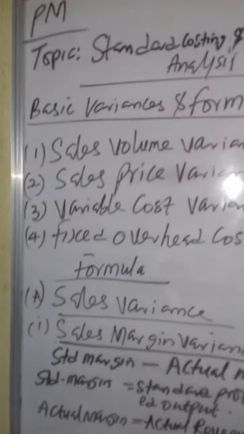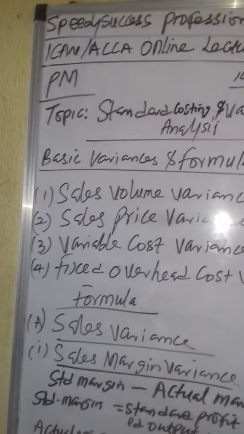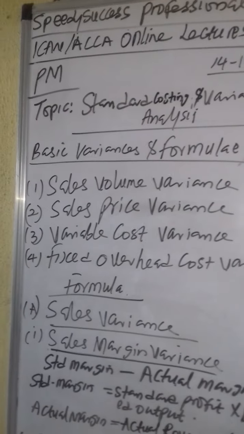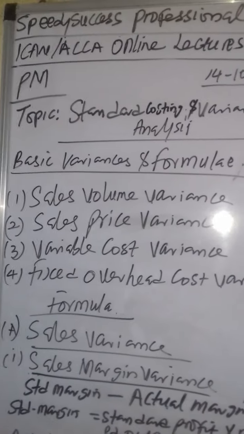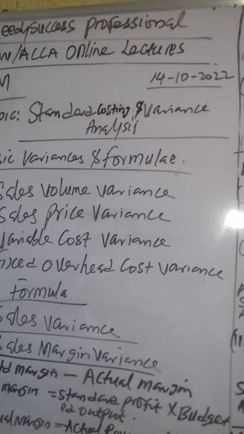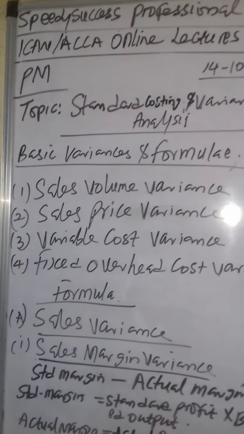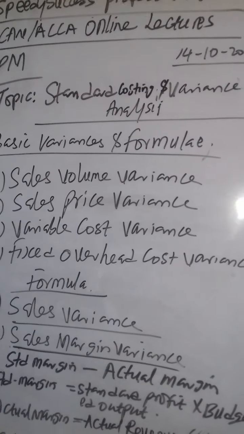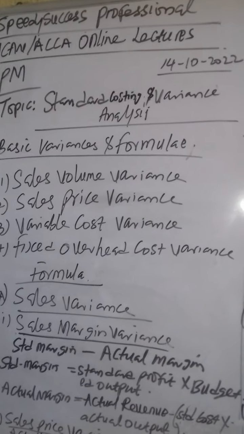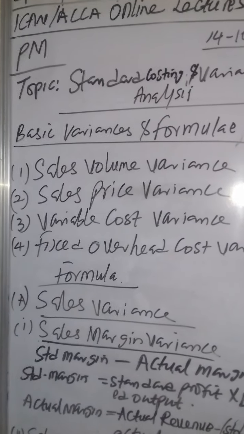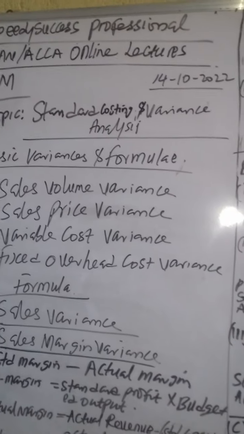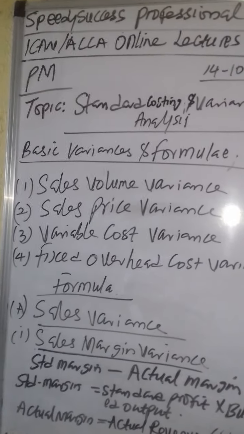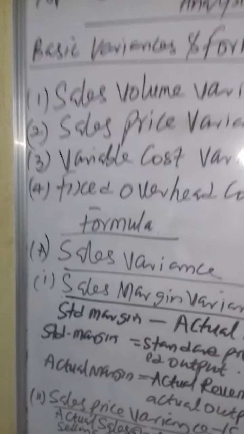Now let me remind us that the variance simply means the difference between the standard cost and the actual result. The difference between the standard cost or the budgeted cost and actual results. Are we together? And for professional accountancy, variance analysis is very necessary for what I call accurate performance evaluation in our various entities. Let's look at some of the formulas.